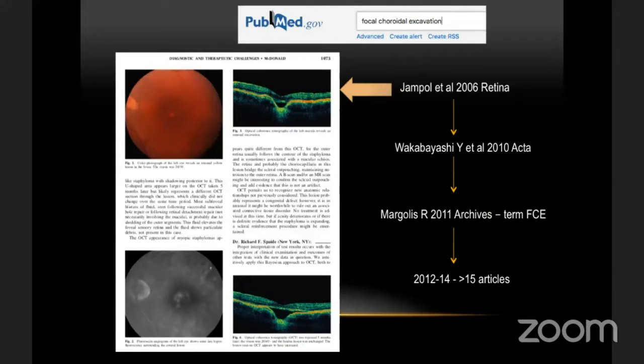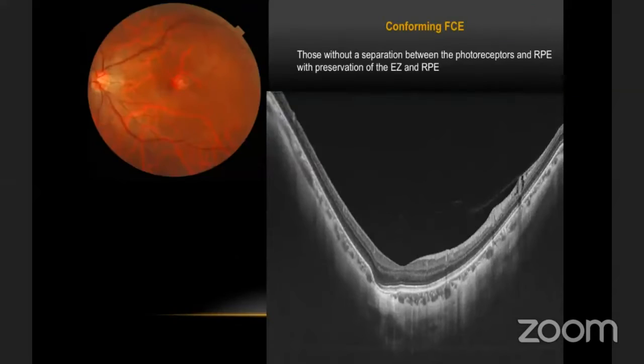Now, this term was first described by Lee Jampol in Retina in a Diagnostic and Therapeutic Challenge in 2006. And then it was after about 4 years that further classification of this was given at ACTA. And Margulis published a landmark paper in 2011 in Archives where he termed this as FCE, or focal choroidal excavation. So since then, the number of articles on this has increased from around 20 in 2014 to about 130 now in 2021.